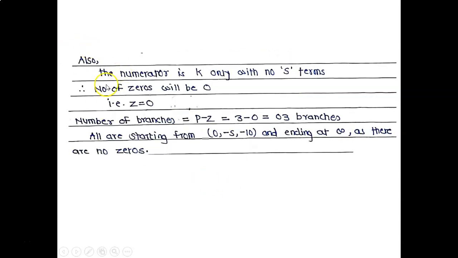Now the numerator has only the K term with no s terms. Therefore number of zeros Z is equal to 0. Now to calculate number of branches, N is equal to P minus Z, which is equal to 3 minus 0, which is equal to 3 branches. Therefore all start from 0, minus 5, minus 10 and end at infinity, as there are no zeros.